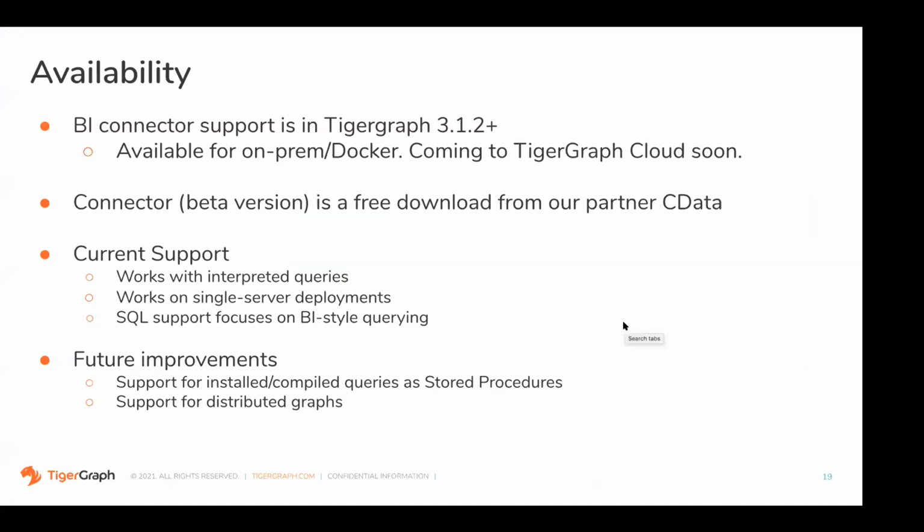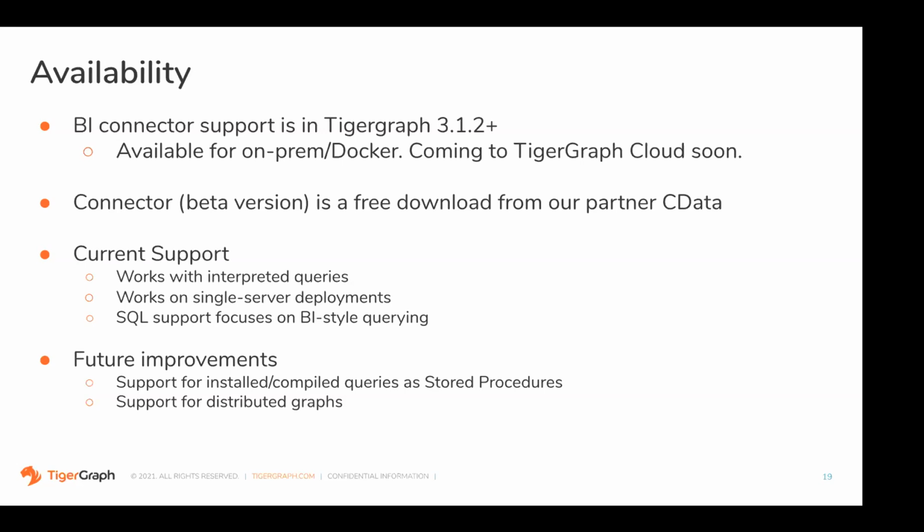Yes. So the connector is available. The support for Tableau and the other connectors I talked about, Power BI, are available starting in TigerGraph version 3.1.2, which we released about 3 weeks ago. So if you have an older version, you need to upgrade. And it's currently available for people who download the product or run it in Docker. It will be coming to TigerGraph Cloud in the very near future, in a couple weeks. The cloud's about 1 version behind.